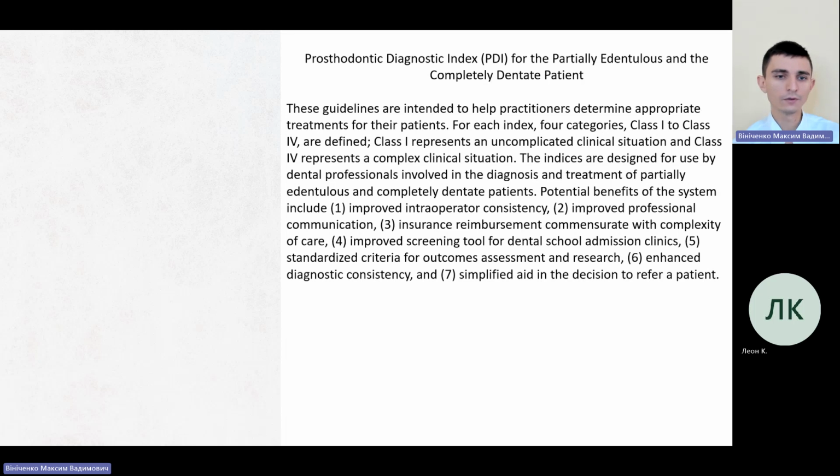The indices are designed for use by dental professionals involved in the diagnosis and treatment of partially edentulous and completely dentate patients. Potential benefits of the system include improved intraoperator consistency, improved professional communication, insurance reimbursement commensurate with complexity of care, improved screening tool for dental school admission clinics, and standardized criteria for outcomes assessment and research. Enhanced diagnostic consistency and simplified aid in the decision to refer the patient.